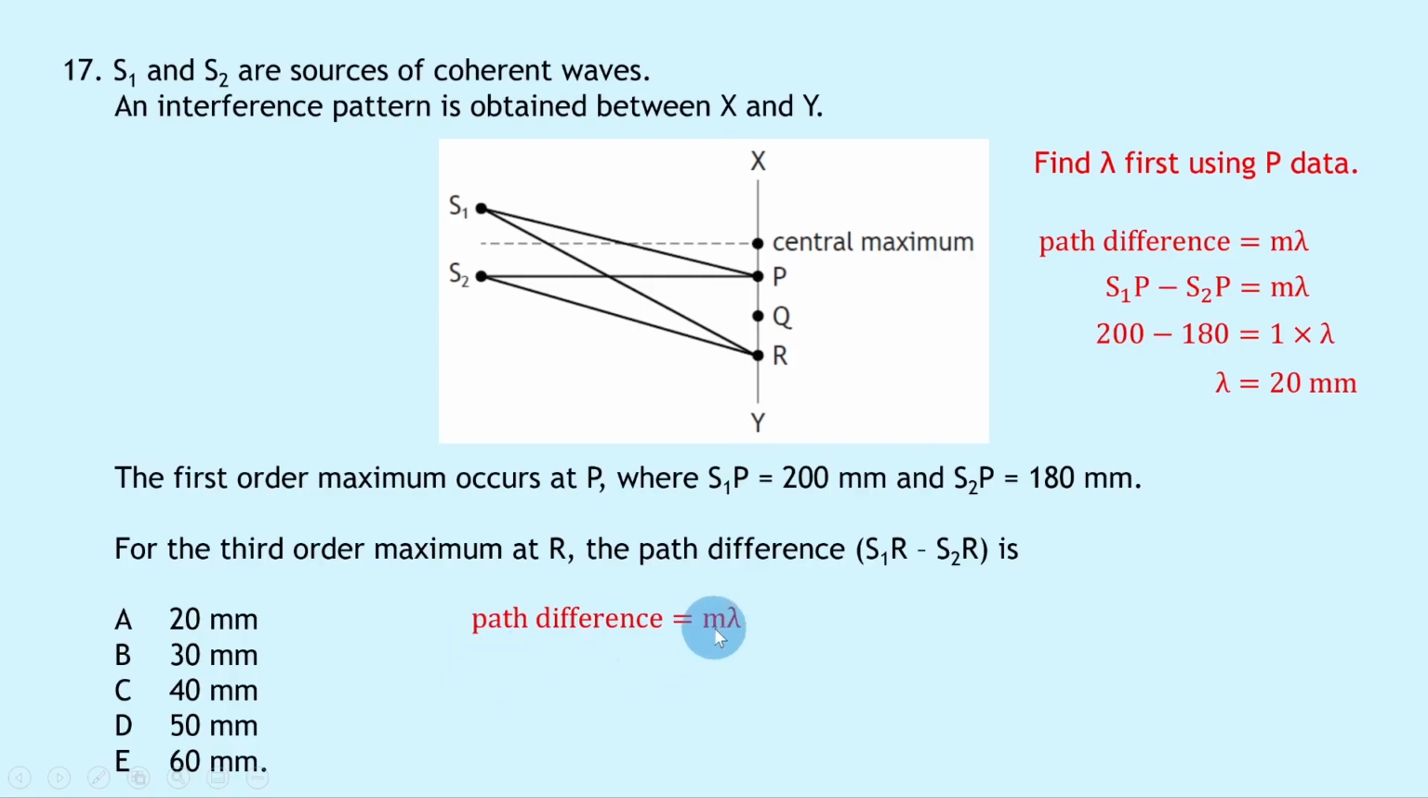So we have path difference equals m lambda, again for this maxima. So S1R minus S2R equals m lambda. And remember, this is the third order maximum, so m equals 3 in this case. So this is equal to 3 times the 20, which we found out earlier, which is going to be 60 millimeters. So that gives us the answer E.